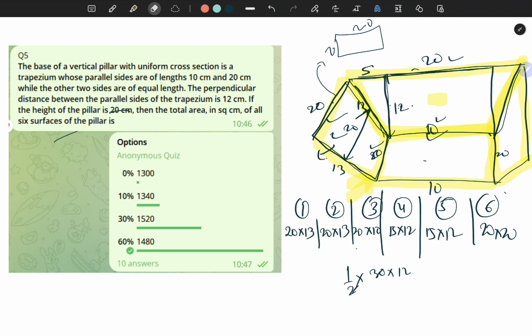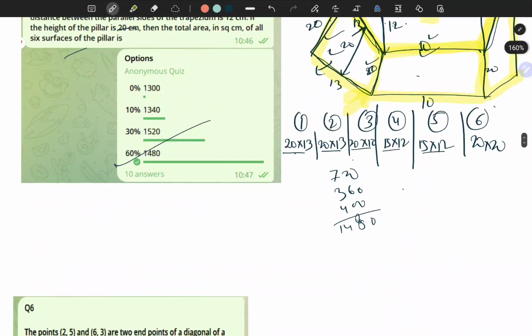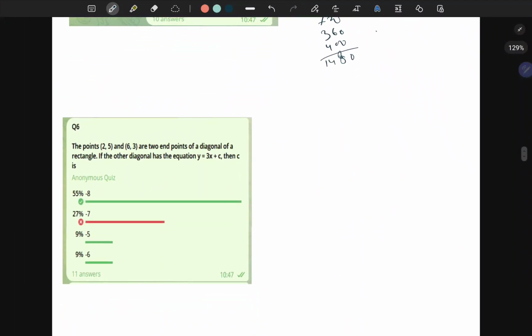Now let's add them all. 260, 260, 520, 200, 720. This is 15 into 12, 15 into 12, so 2 into 15 into 12, which is 15 into 12 into 2, 30 times 12, 360. This is 400. Now let's add them all. 0, 6, 2, 8, 7, 3, 10, 14. 1480 is the answer to this question. That's it. A very good question this was.